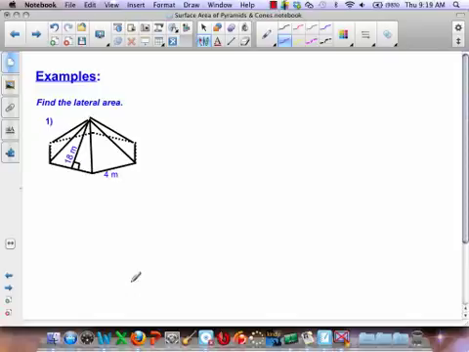All right, we're looking at number 1. What are you asked to find? Lateral area. There you go. Okay, so we're asked to find the lateral area. How do we find lateral area? 1/2 PL. Alright, so lateral area, 1/2 PL.